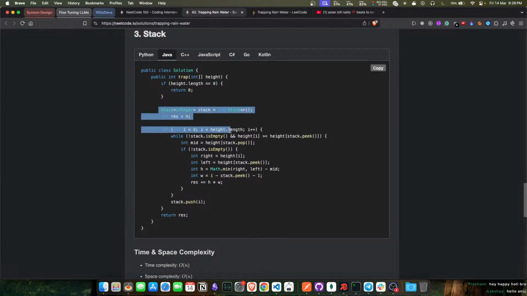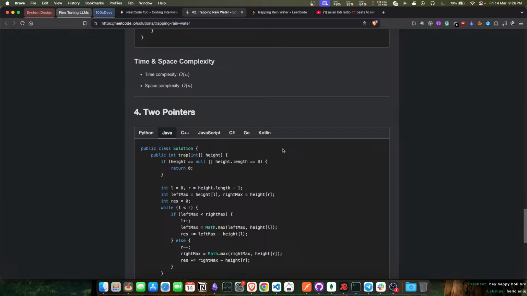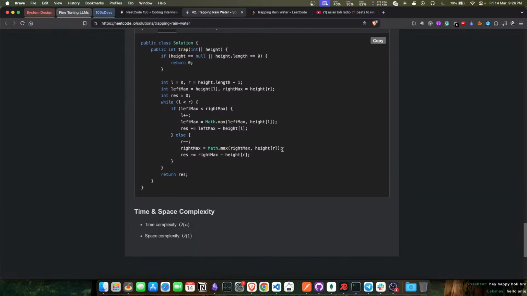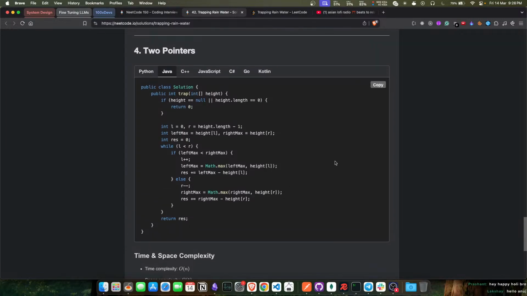Alright, it's also using a stack. How do you use the stack in this? You check the current height. If it is greater than stack dot peek, you, okay, I need to see this. Alright, this is the most optimal answer actually, which is a two-pointer solution.